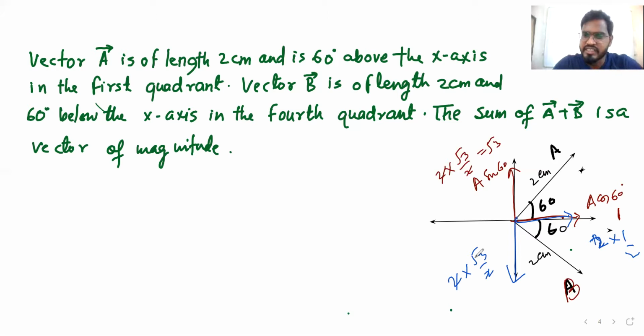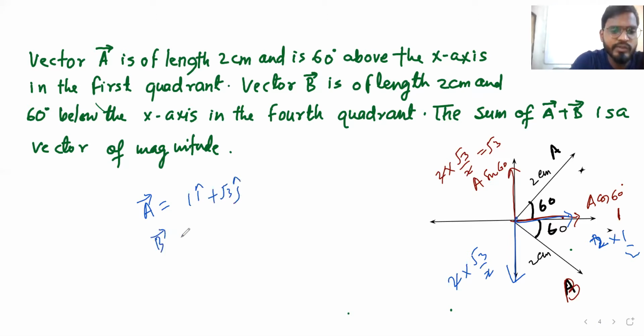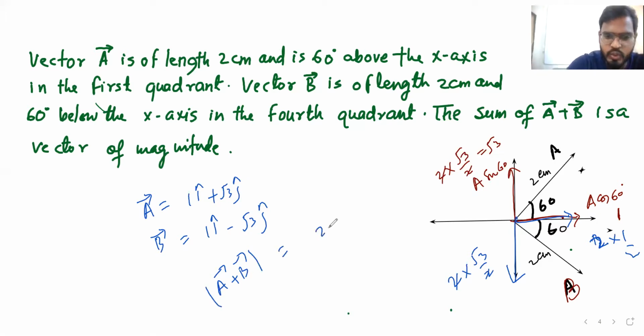Now they are saying the sum of vector A plus B. Vector A, if you see, is 1 I cap plus root 3 J cap. Vector B is the same thing, plus 1 I cap minus root 3 J cap. If you add it, the J components cancel out. So for vector A plus vector B, 1 plus 1 is 2, you will get 2 I cap.